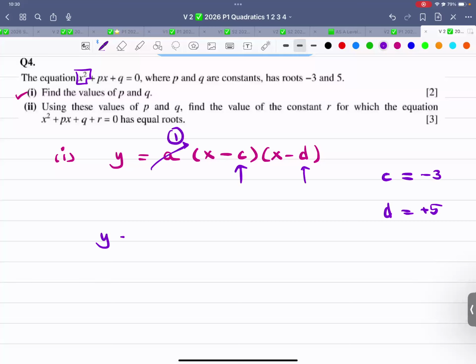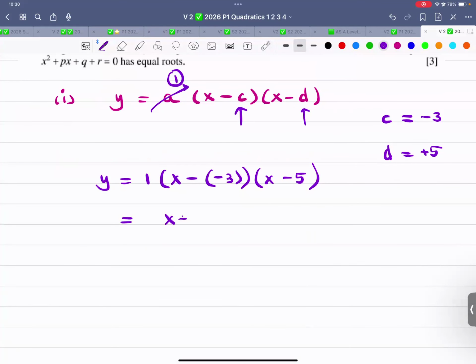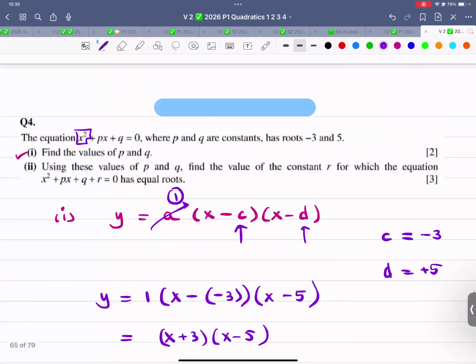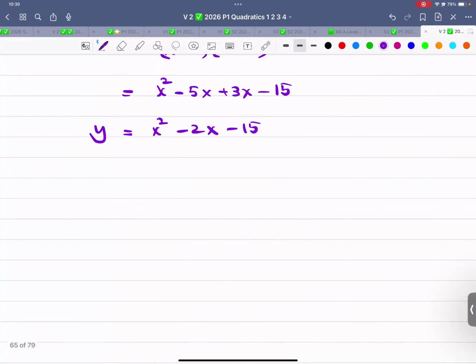So therefore, I'll write y equals 1, x minus, that's part of the formula, minus 3, and x minus 5. This is x plus 3 into x minus 5 expanded. That is x squared minus 5x plus 3x minus 15. That is x squared minus 2x minus 15. This is your equation. Now compare coefficients with x squared plus px plus q. That is equal to x squared plus px plus q. So therefore, p is negative 2, q is negative 15.